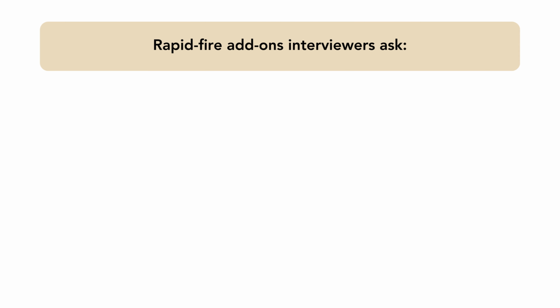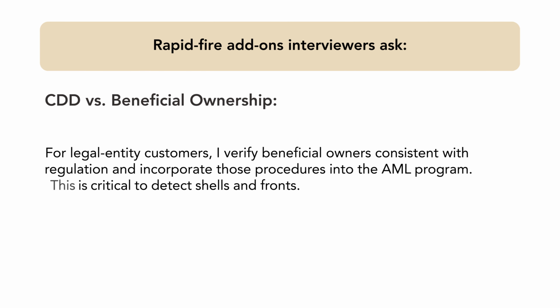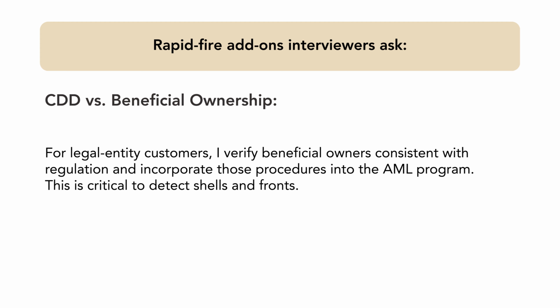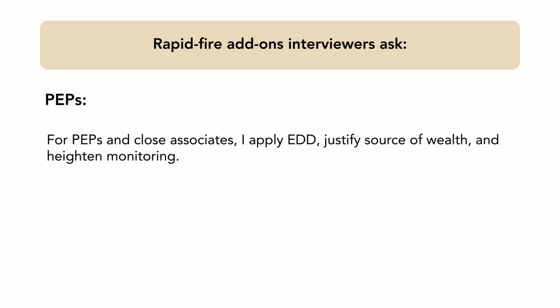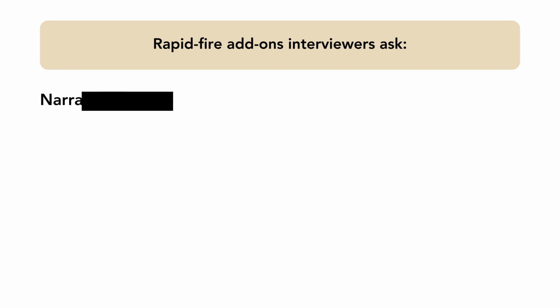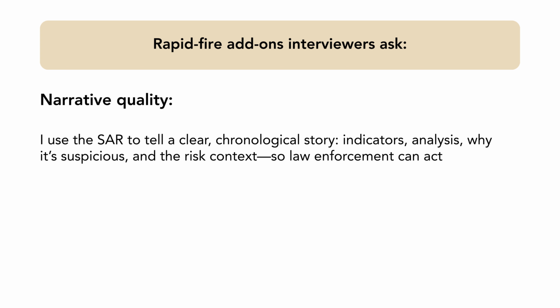Rapid-fire add-ons. Interviewers ask, CDD versus beneficial ownership. For legal entity customers, I verify beneficial owners consistent with regulation and incorporate those procedures into the AML program. This is critical to detect shells and fronts. PEPs. For PEPs and close associates, I apply EDD, justify source of wealth, and enhanced monitoring. Narrative quality. I use the SAR to tell a clear, chronological story: indicators, analysis, why it's suspicious, and the risk context, so law enforcement can act.